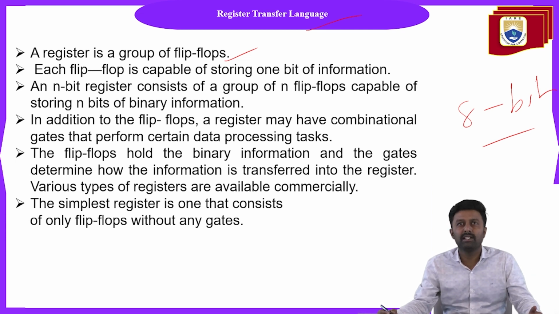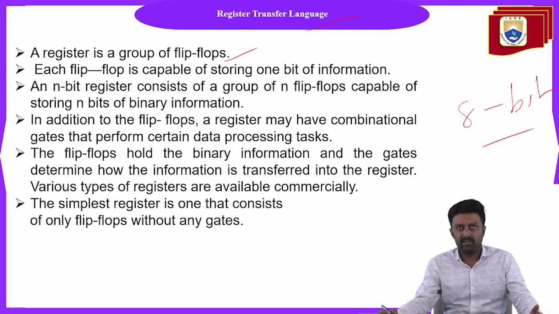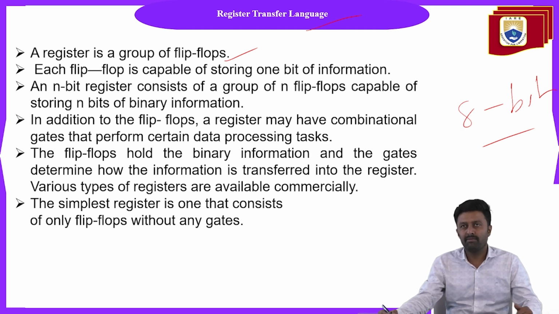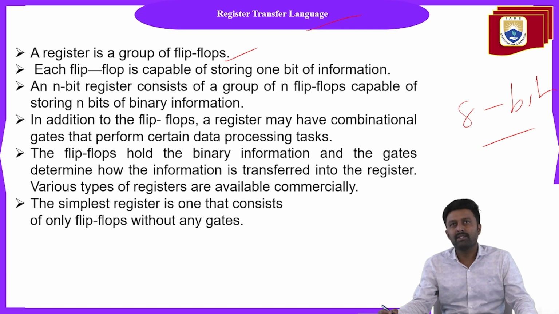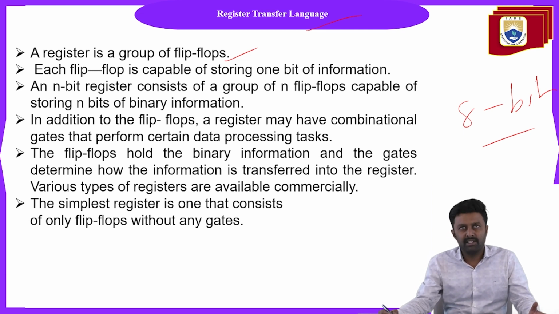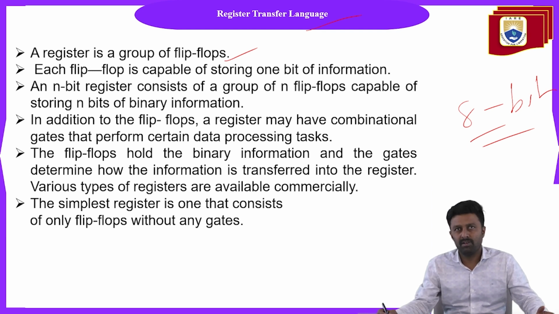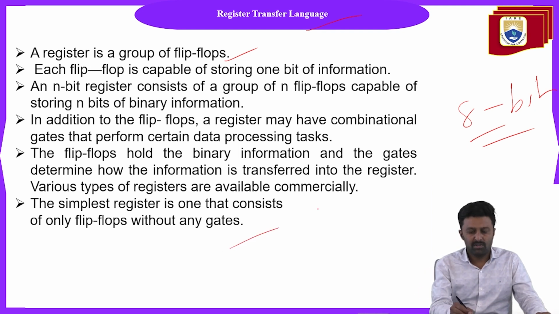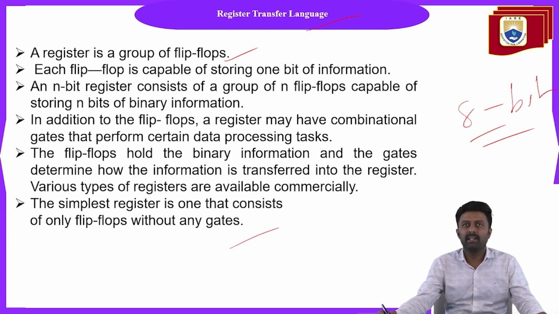In addition to the flip-flops, the register may have combinational gates that perform certain data processing tasks. The flip-flops hold the binary information and the gates determine how the information is transferred to the register. Then there are different types of registers which are available, that is the general purpose registers and the special purpose registers, which are used for both applications. The simplest register is one that consists of only one flip-flop without any gates.